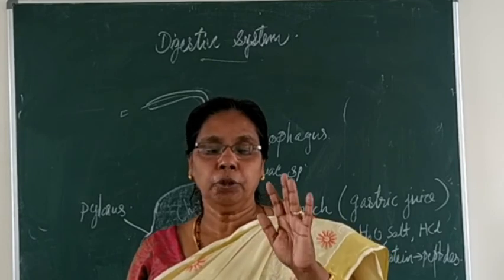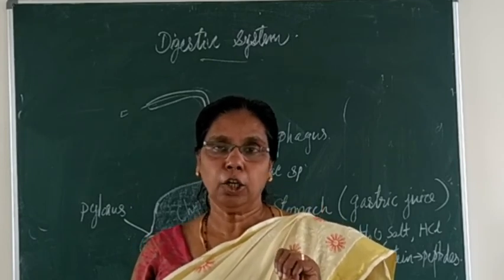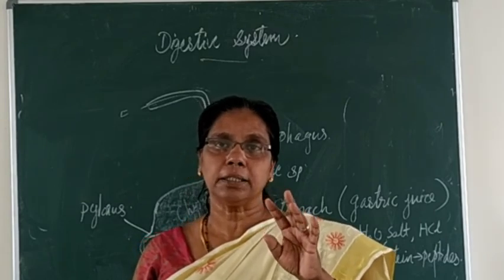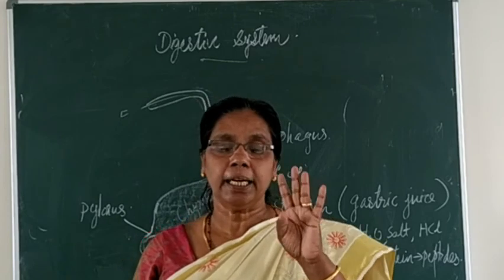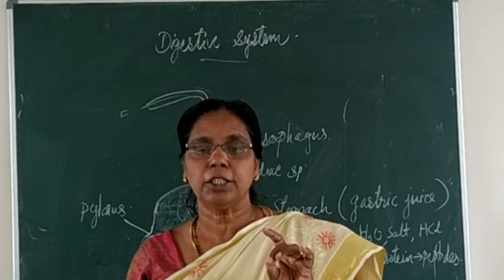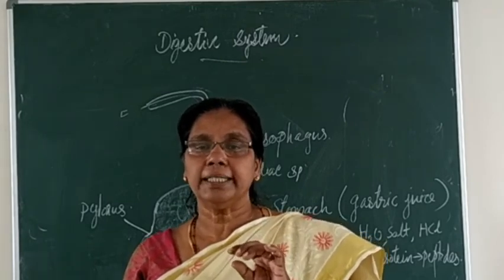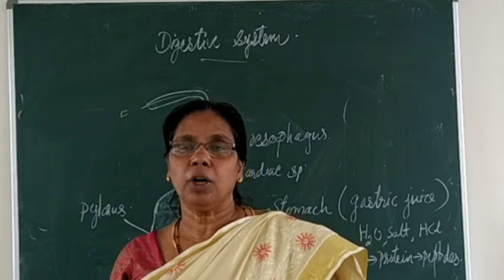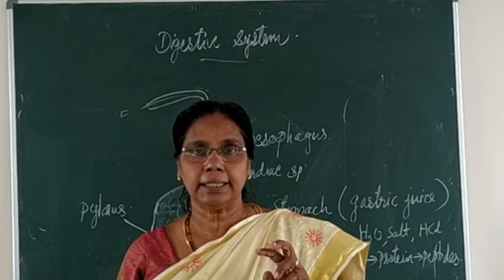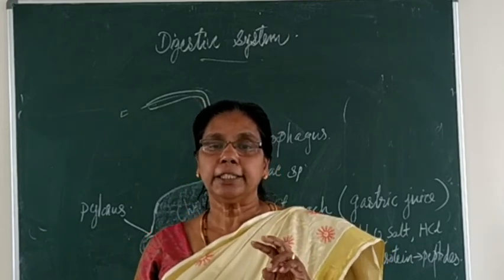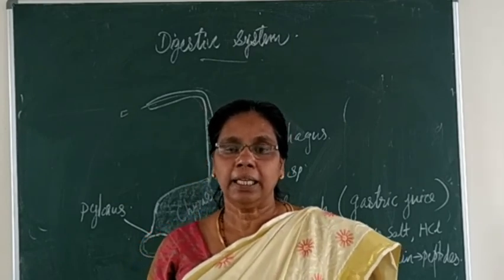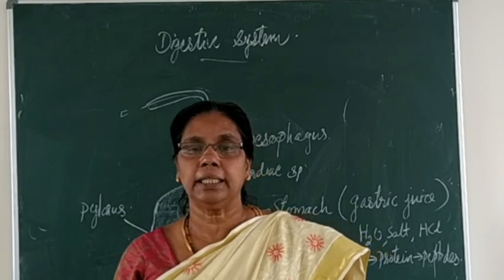So the small intestine is a very long structure. It is divided into 3 parts. The first part is called duodenum, the second part is called jejunum, and the third part is called ileum. These are the 3 parts of the small intestine. So the first part is duodenum, next part is jejunum, and the third part is ileum. Now let us see each part.